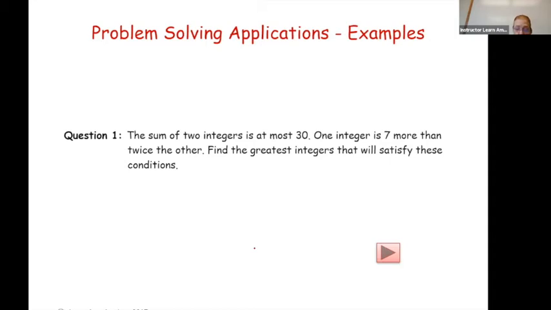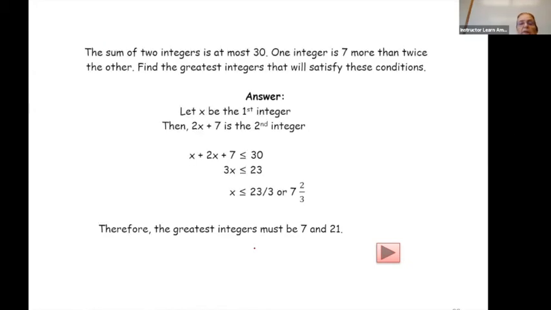Okay, let's take a look at the next problem. It says the sum of two integers is at most 30. One integer is 7 more than twice the other. Find the greatest integers that will satisfy these conditions. Well, what does it mean when we say that the sum is at most 30? In order for it to be at most 30, it means it cannot be more than 30. So that means it has to be less than or equal to 30.